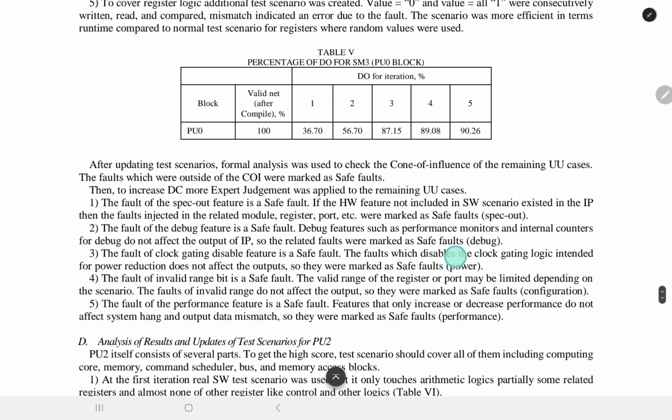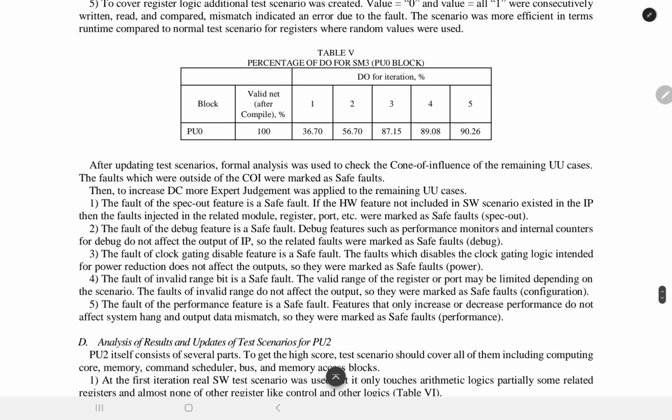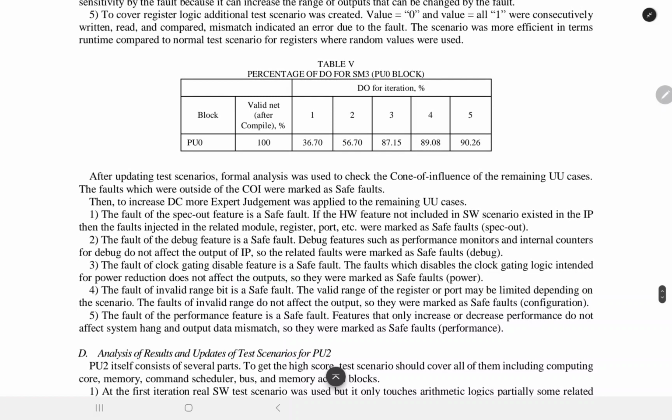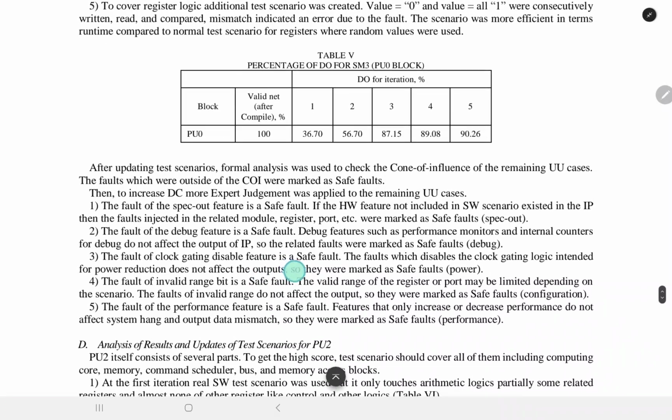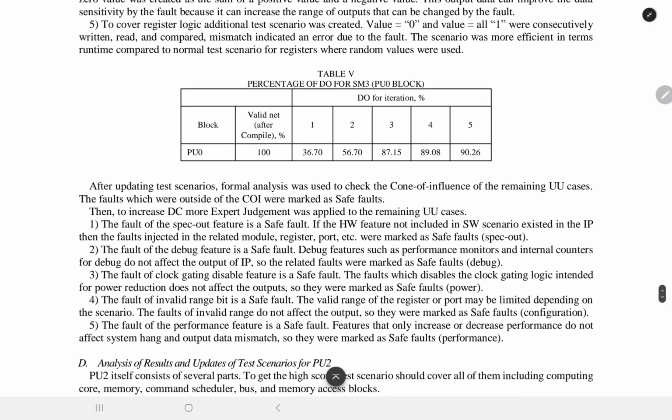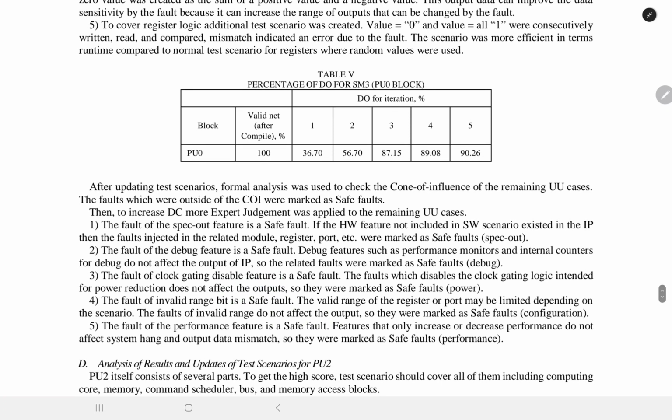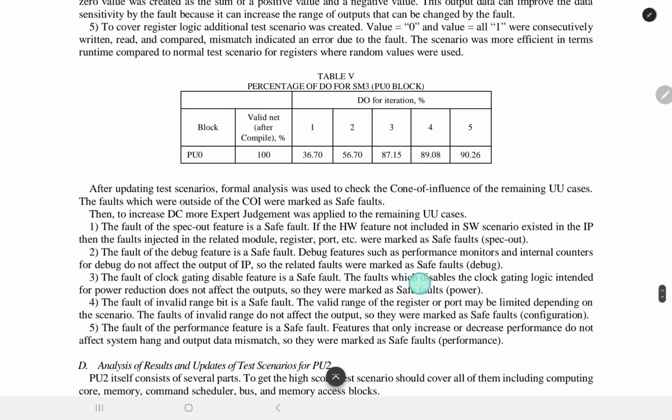Third, the fault of the clock gating disabled feature is a safe fault. The fault which disables the clock gating logic, intended for power reduction, does not affect the output, so they were marked as safe faults.